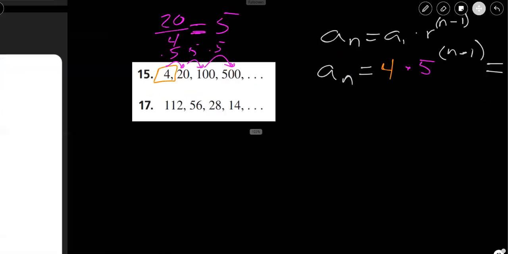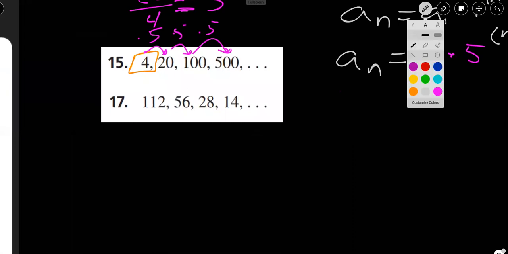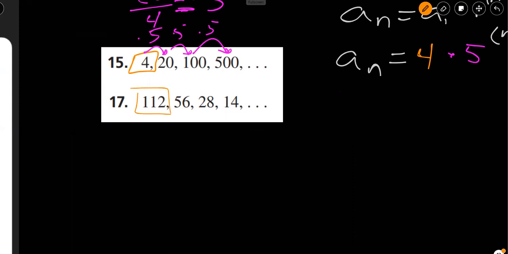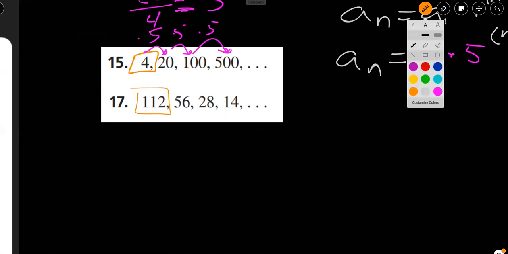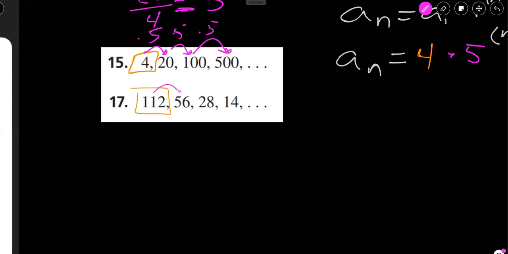All right, let's do the next one. These are from the book, by the way. This is 15 and 17 from the book. So again, I need to find my A1 value. Well, there it is, 112. And I need to find my ratio. And maybe you can see it, maybe you can't. If I look at these two, I can definitely tell I'm just dividing by 2. So I'm really just multiplying by 1/2 at every step in this sequence.